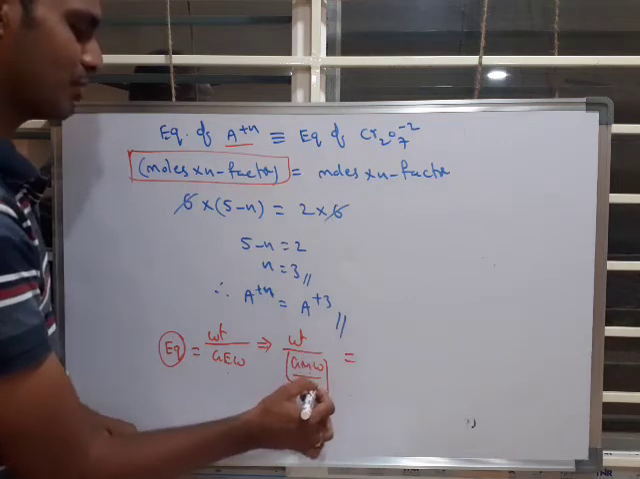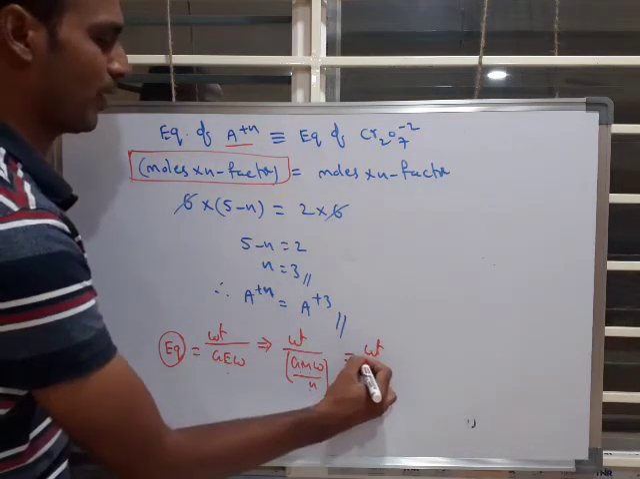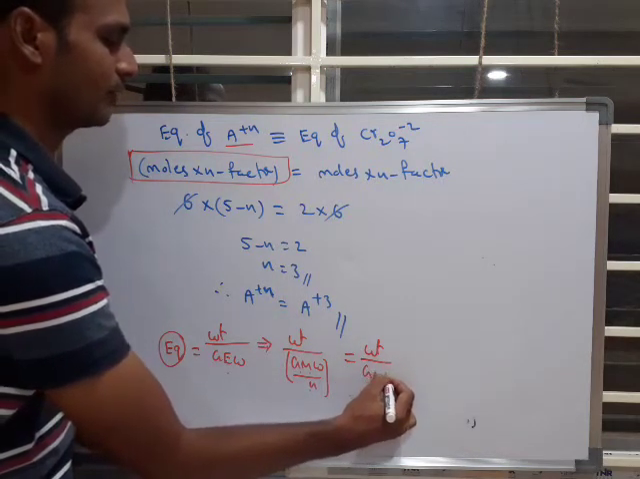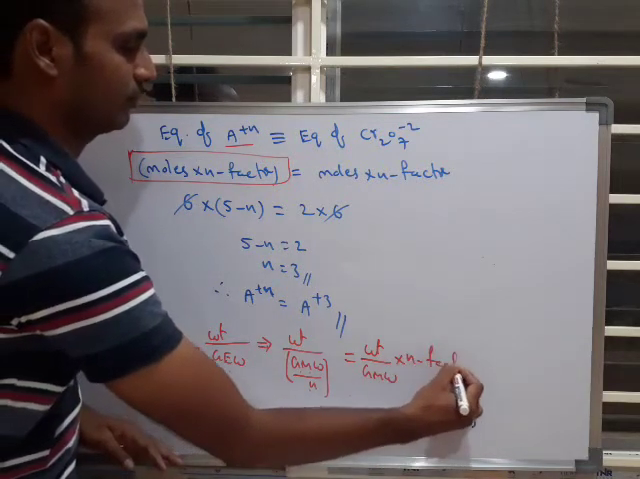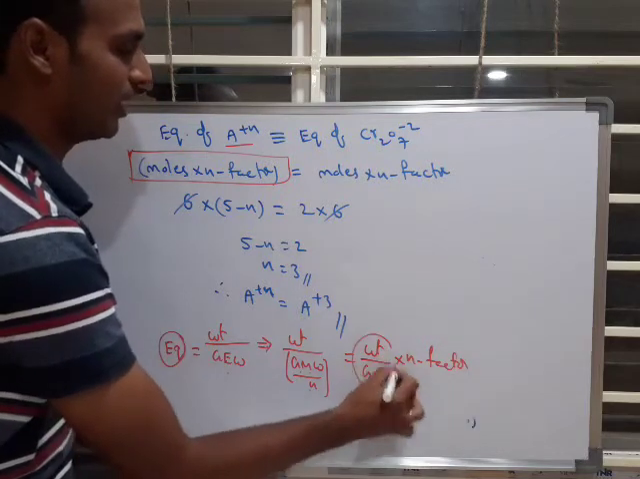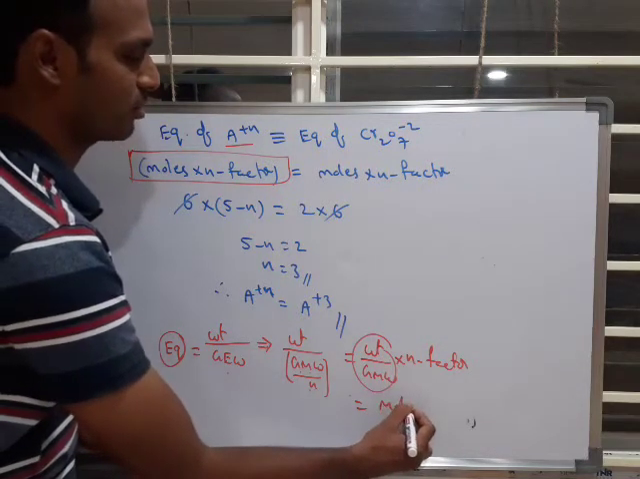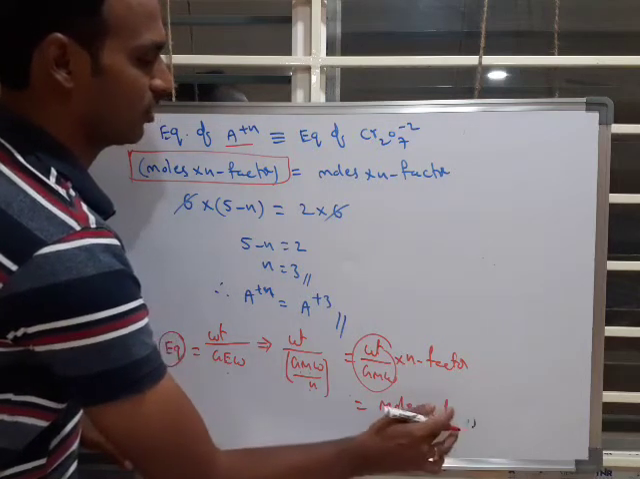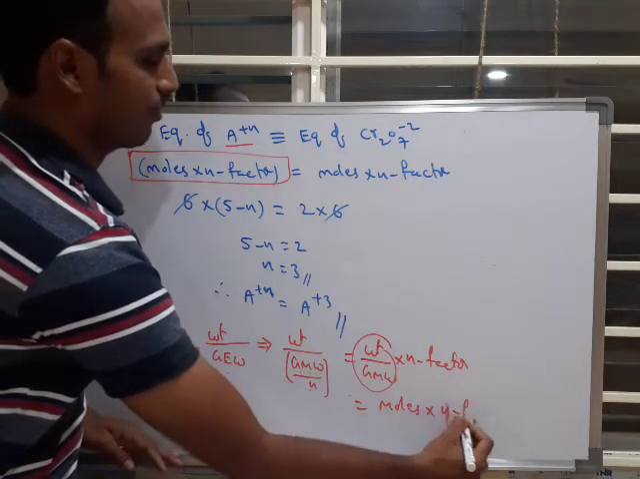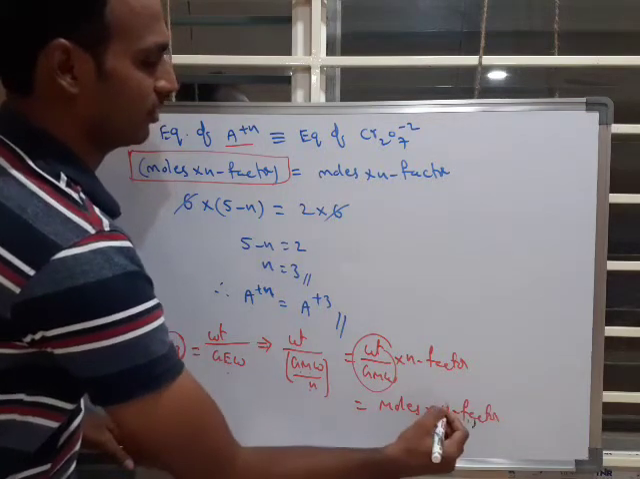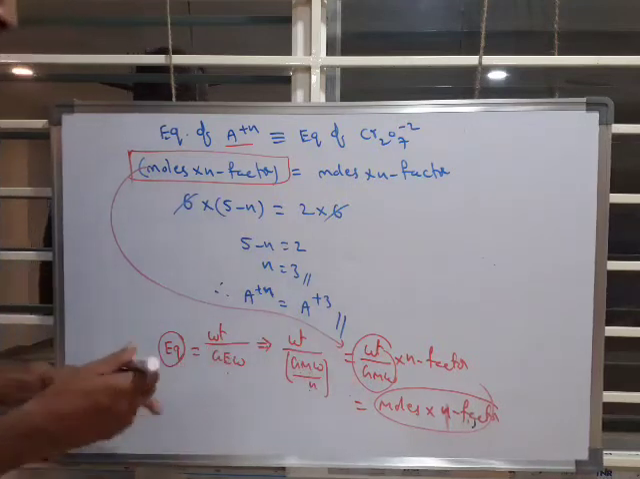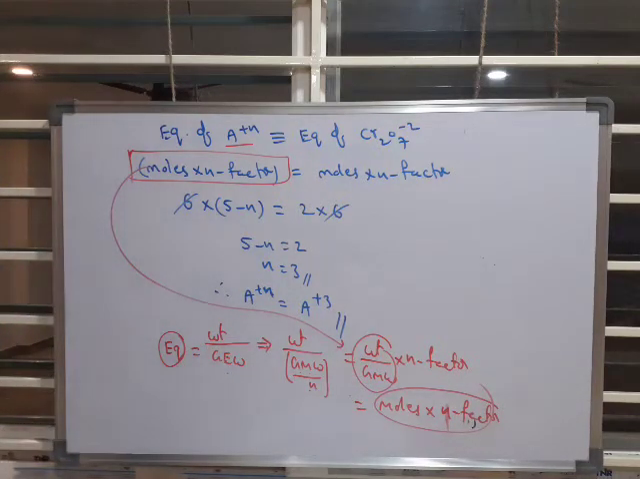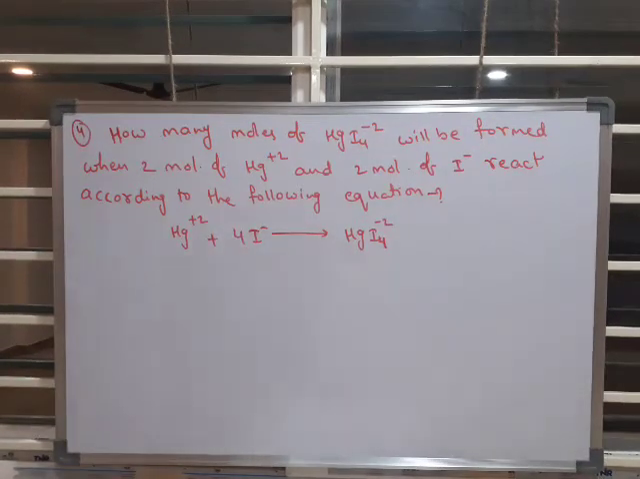So it can be changed to weight by gram molecular weight into n factor. So weight by molecular weight is the number of moles, into n factor. So it is like this. Okay, see the next one.